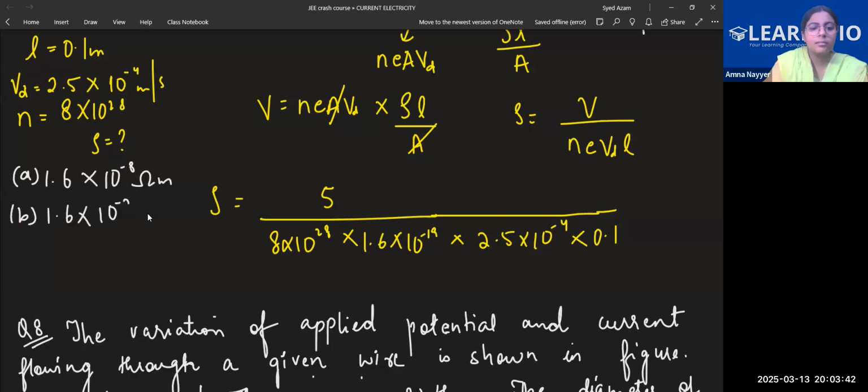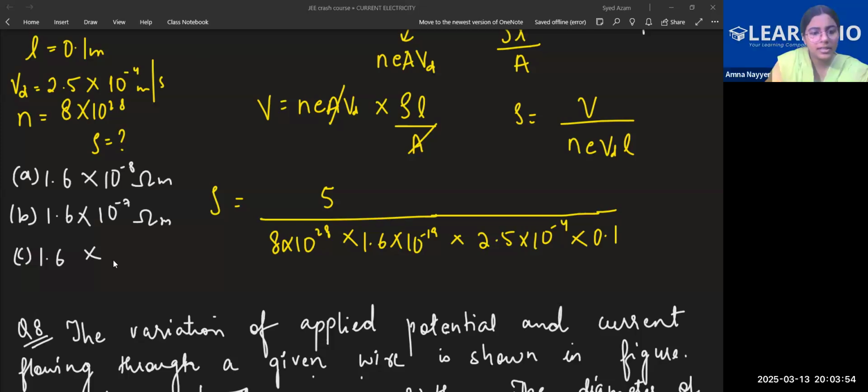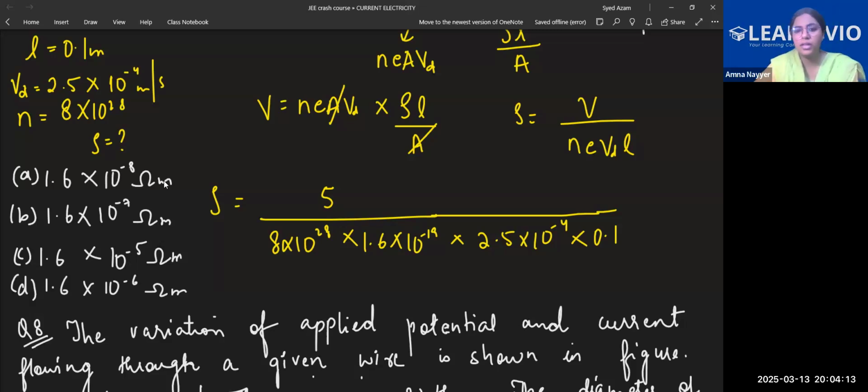The options are: 1.6 into 10 to the power minus 7 ohm meter, 1.6 into 10 to the power minus 5 ohm meter, and D part is 1.6 into 10 to the power minus 6 ohm meter. These are the options that were there in this question. So the values will be close. You just have to be careful with the powers of 10. Write this down and tell me what's the answer you get.